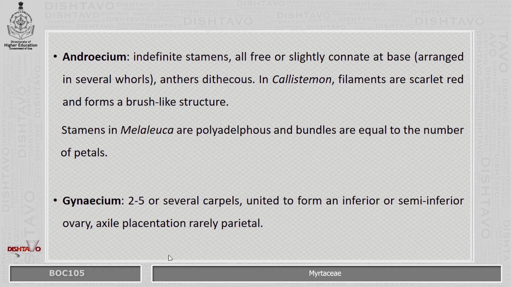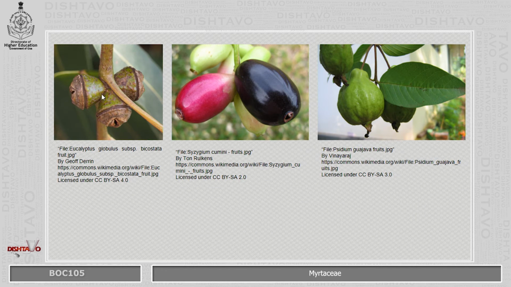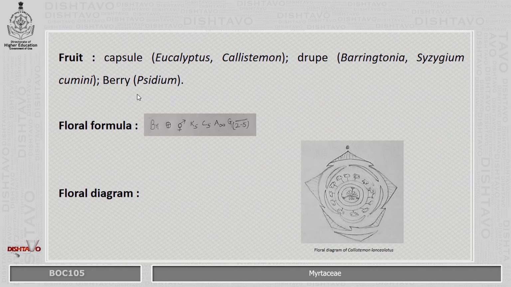Gynoecium is mostly 2 to 5, or can be several carpels. They are united to form an inferior or semi-inferior ovary, and placentation is axile, and sometimes parietal. Coming to the fruit, it shows capsule, drupe or berry. In case of eucalyptus, you can see it shows a capsule type of fruit. In case of Syzygium, it shows a drupe kind of fruit. This is Psidium guajava. It shows a berry type of fruit.